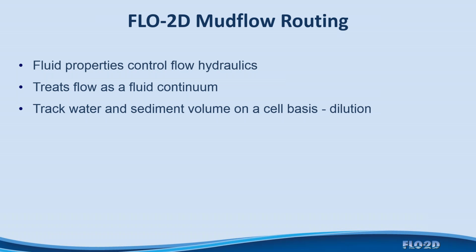So in the FLO-2D mud flow routing, the fluid properties are going to control the flow hydraulics. It treats the fluid as a continuum, and you can cease flow or remobilize it if you had at a different time water entering a specific grid element that had a smaller sediment concentration or no concentration at all.